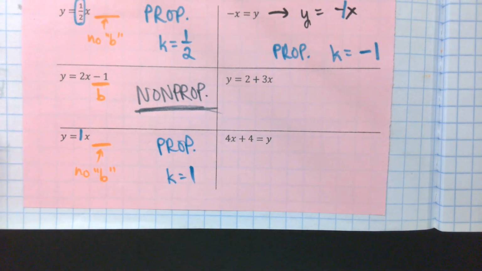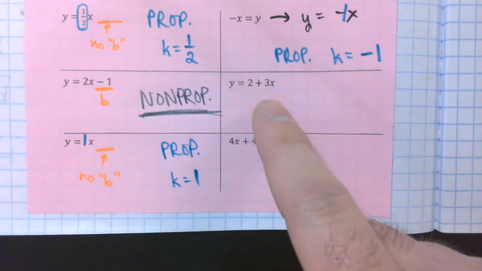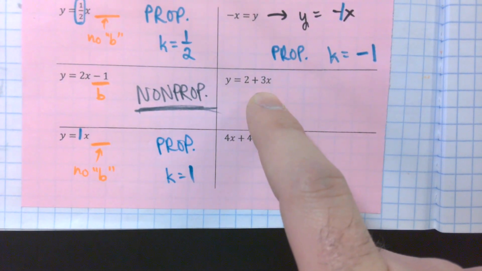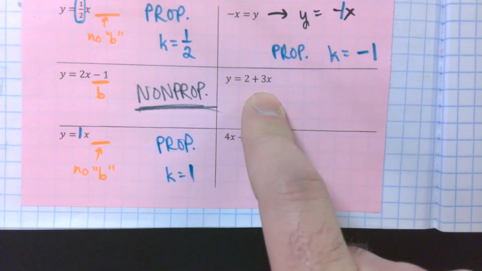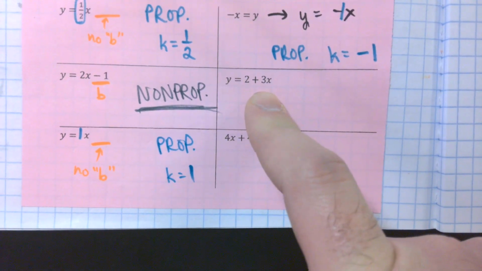Second one, y is equal to 2 plus 3x. Do I see a number in front of my x? Yes. What is that number in front of x? 3. Is that my k value? There's a lot of mixed answers today. Okay, all right. y equals 2 plus 3x.